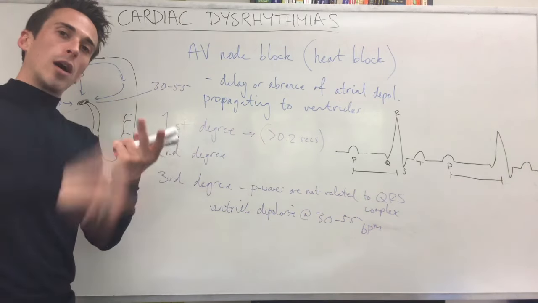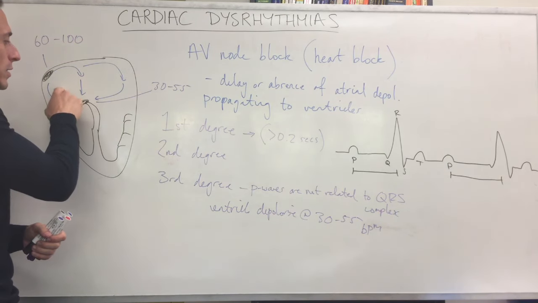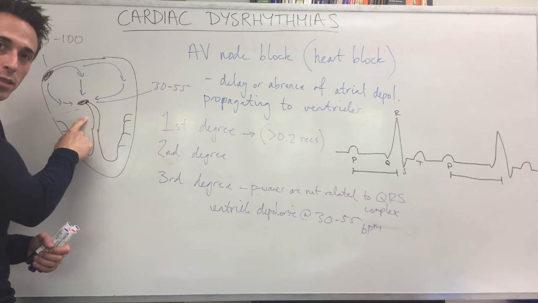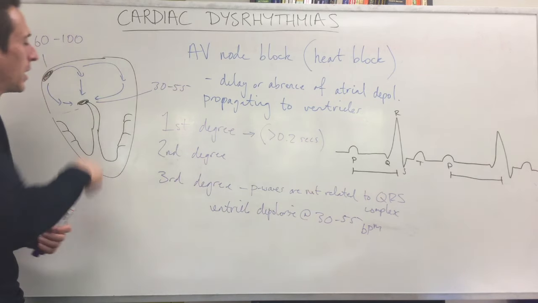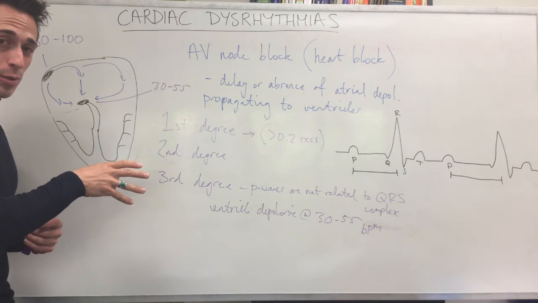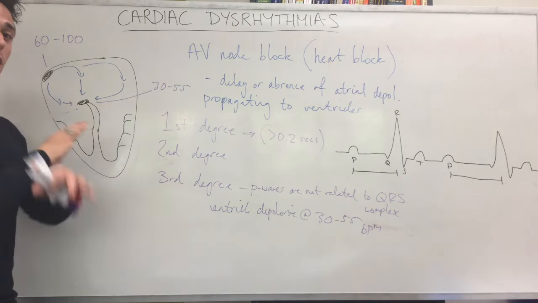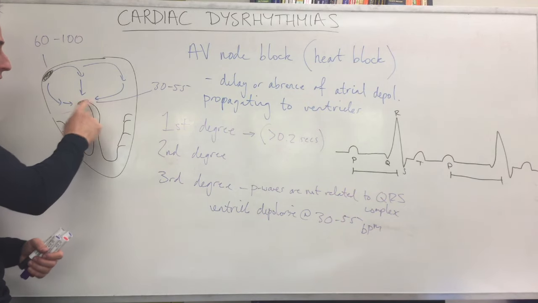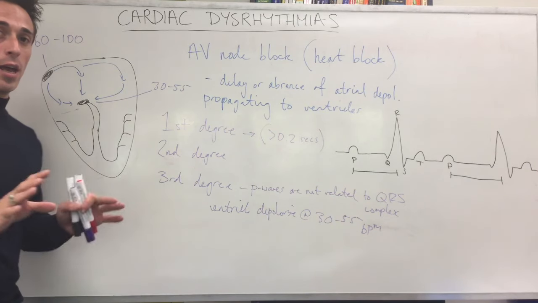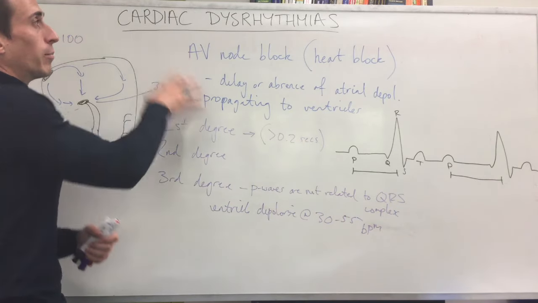Heart block 1, heart block 2, heart block 3. You can see that it has to do with P waves turning into QRS complexes, except it just takes a little longer. P waves turning into QRS complexes, except some of those QRS complexes don't propagate. And then P waves not associated at all with QRS complexes, and that's like a full heart block, that's third degree heart block. The next and last point we're going to look at is ventricular-based dysrhythmias.